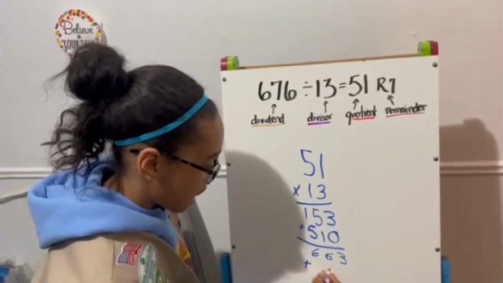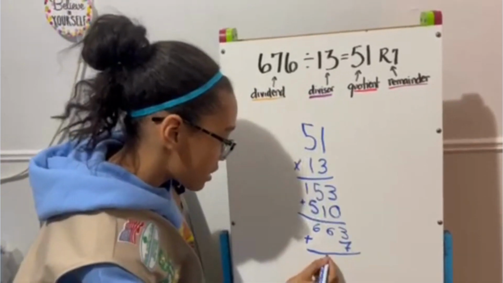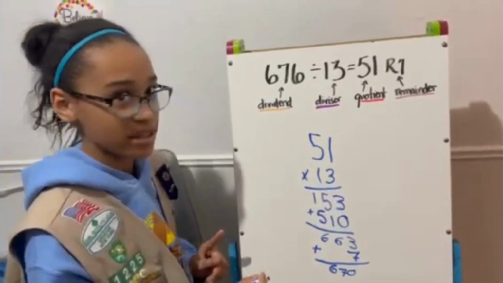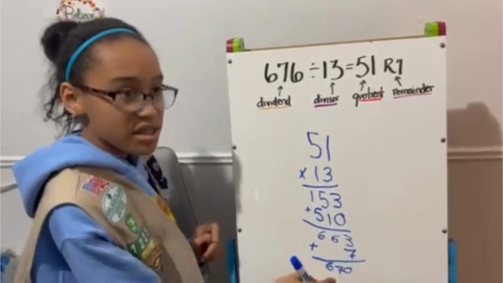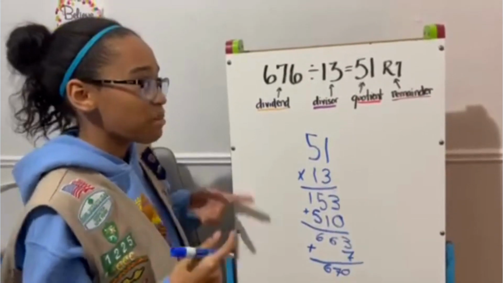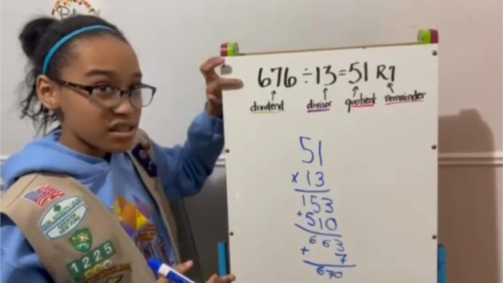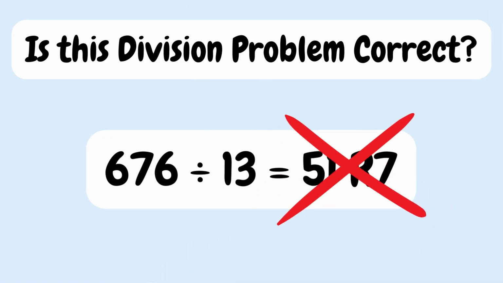So if we add 7 into this bunch, our answer is 670. Wait. This is 676. And this is 670. And we added our remainder, which means that this is wrong. So I did the math and the answer is actually 52.